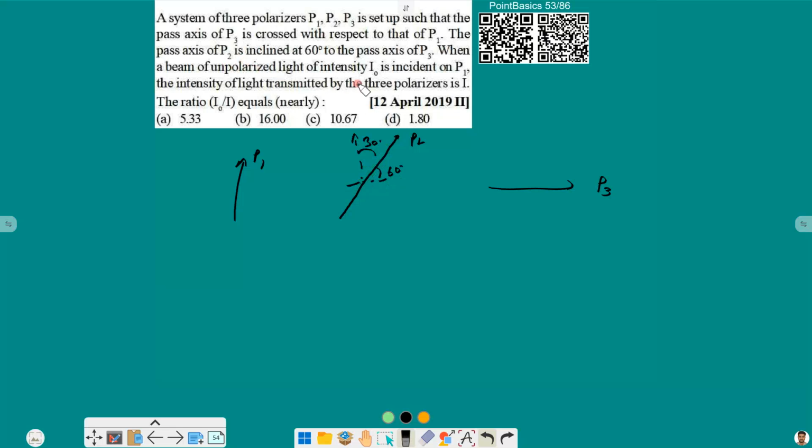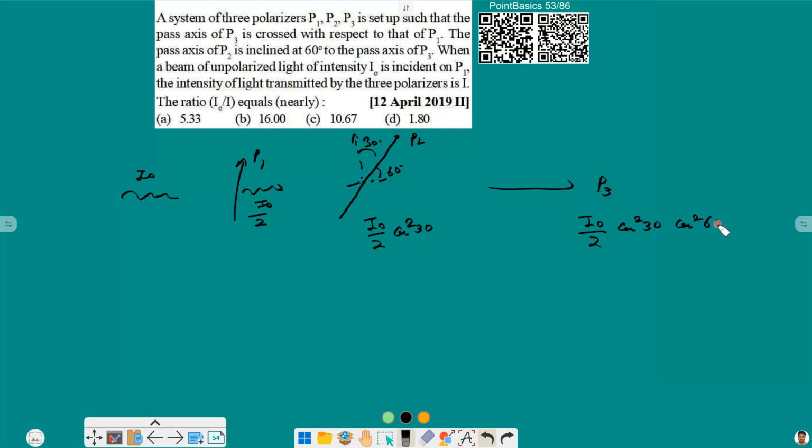Now unpolarized light of intensity I node is incident on P1. So here we have I node. We know that if we have unpolarized light, then after passing through P1, it will become I node by 2. After passing through P2, the angle between P1 and P2 is 30 degree, so this will become I node by 2 cos square of 30. Now after passing through P3, because the angle between P2 and P3 is 60 degrees, it will be cos square 30 into cos square of 60.